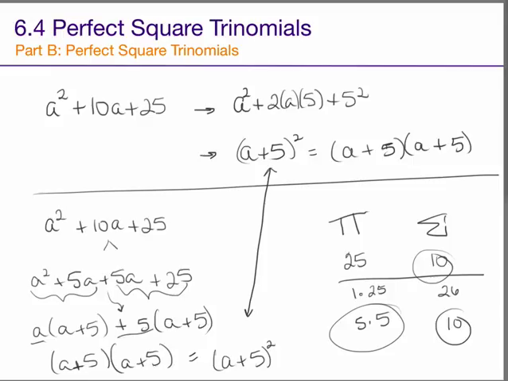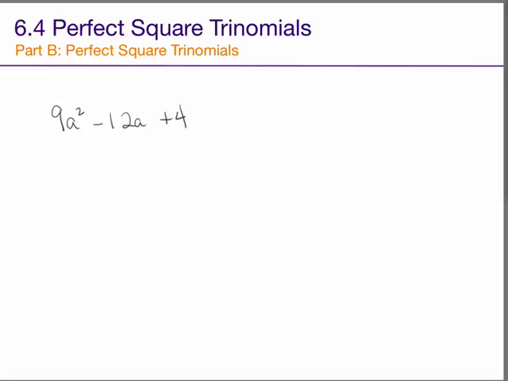Let's take a look at one more. This one's a little more interesting. 9a squared minus 12a plus 4. This is actually number 46 in your textbook.